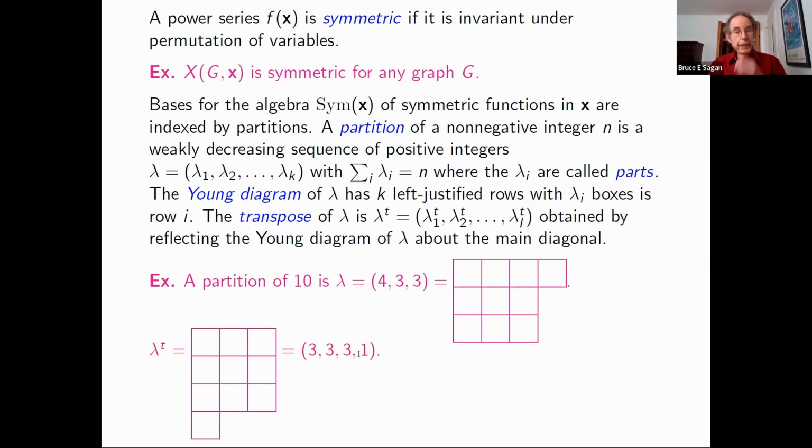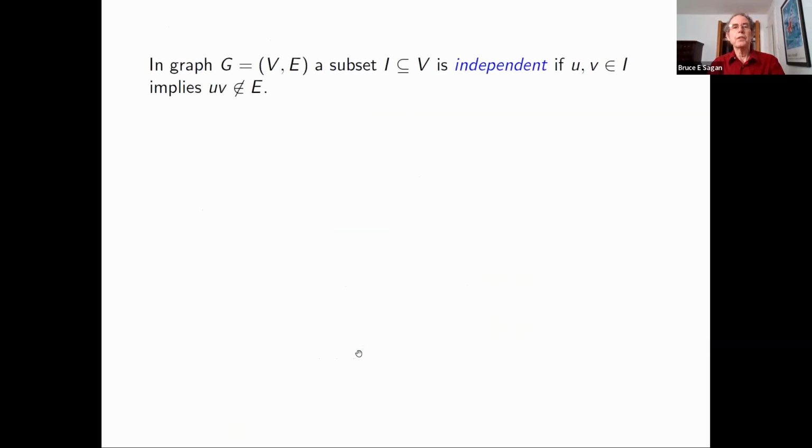We're also going to need some basic stuff about some fundamental invariants that come from graph theory. So let's take a look at those. So suppose I've got a graph, and suppose I take a subset of vertices, I. We'll say that I is independent if whenever I pick 2 vertices from I, there's never an edge between them. Okay, so let's take a look at this graph. Here's an independent set, right? If I take U and W, there's only 2 vertices, so I only have to check, is there an edge between them? No, there's not.